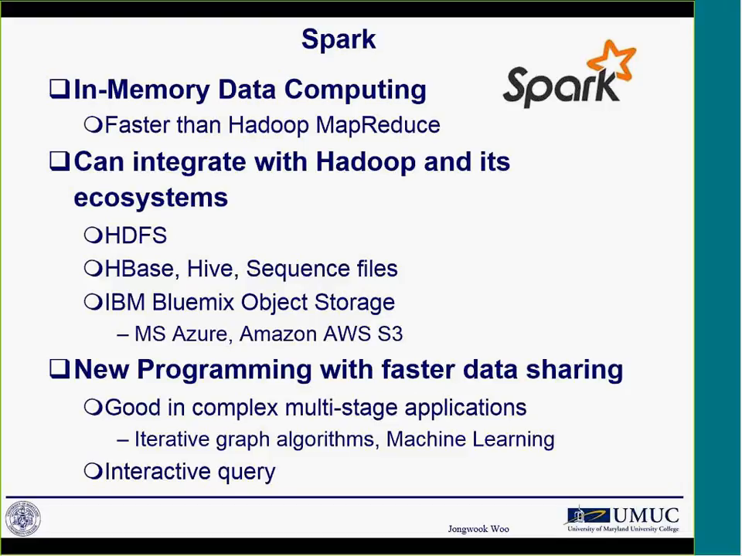Spark can adopt many data and file types such as sequence file, Parquet, or ORC. They are very popular in the Hadoop world. And also, it can easily integrate with cloud computing such as IBM Bluemix that uses object storage instead of HDFS. Also, Microsoft Azure also uses object storage, and Amazon AWS uses S3. So Spark can be easily integrated with those cloud computing services, especially their storage.